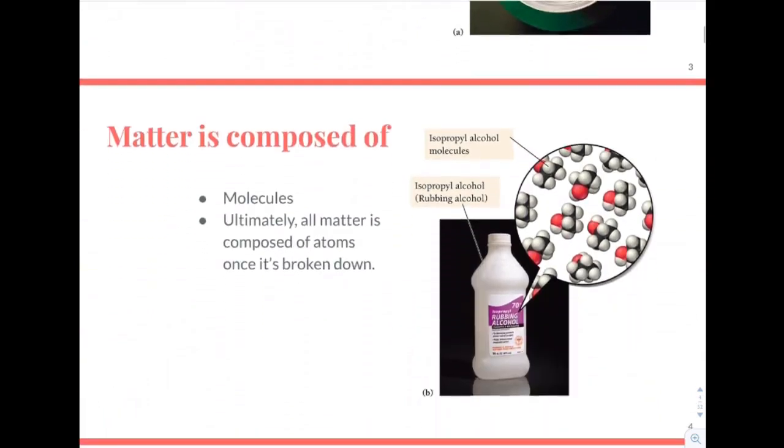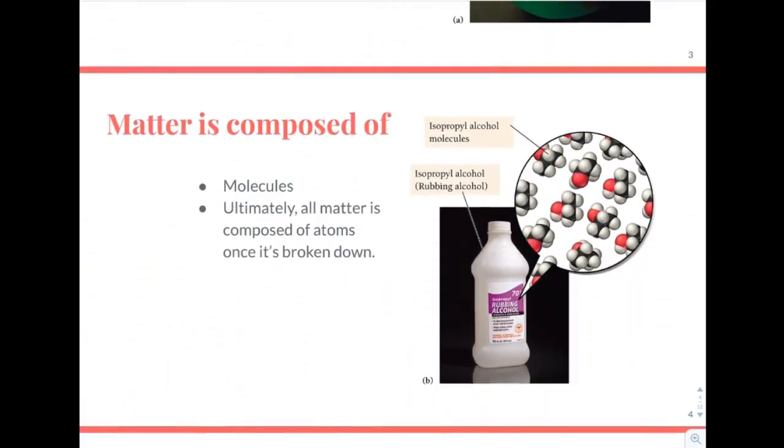Matter can also be composed of molecules. And so atoms that are bonded together, we consider those molecules. And so, for example, isopropyl alcohol, rubbing alcohol, would be composed of alcohol molecules. It is a mixture because there's 70% alcohol, which means 30% is also water. Water is a molecule as well. But ultimately, you can still break down into atoms.